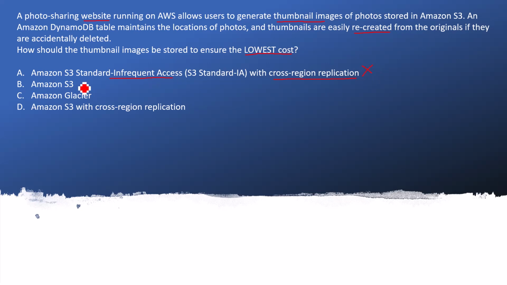Next is Amazon S3. Amazon S3 looks okay to me because it is useful when you have frequent access, and the question is indirectly trying to say that the thumbnail images are being used by the application. So Amazon S3 without cross-region replication looks okay to me. I will go ahead with this one.